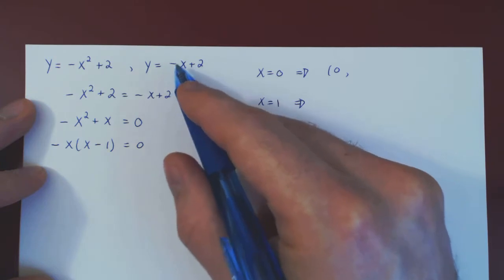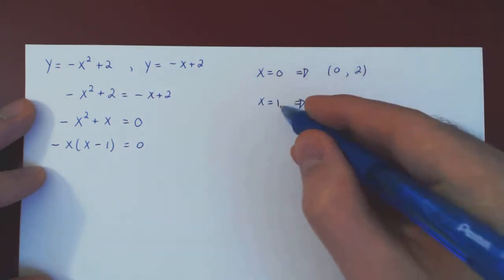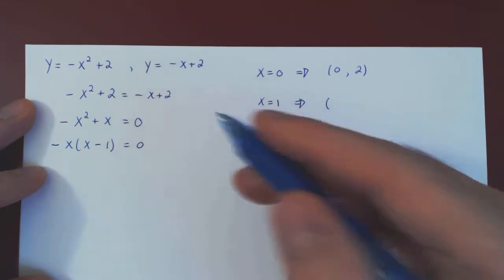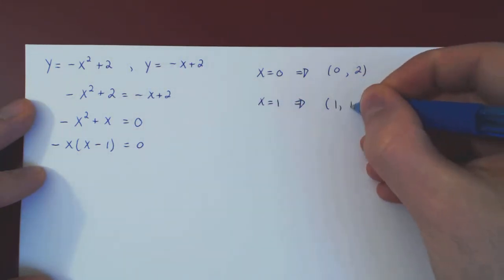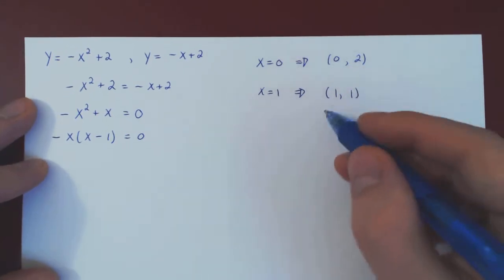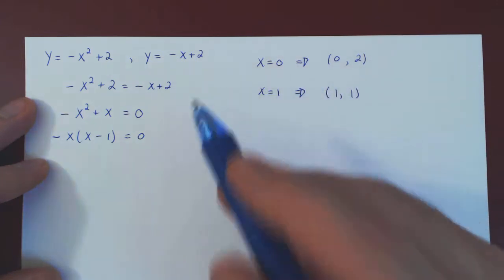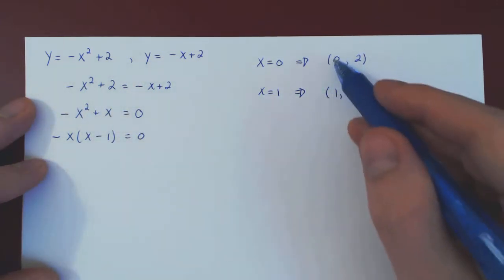If x is 0, y is 2. And if x is 1, 2 minus 1 is 1, so y is also 1. And so we have our points of intersection, (0, 2) and (1, 1). And now we can sketch the region bounded by these two curves, knowing the points of intersection.